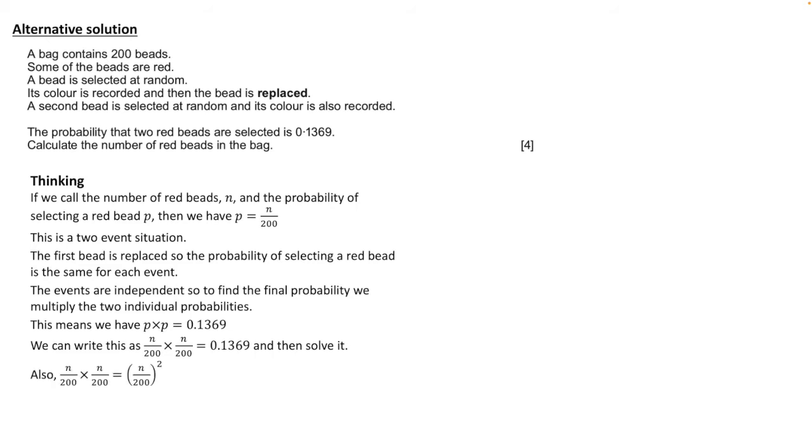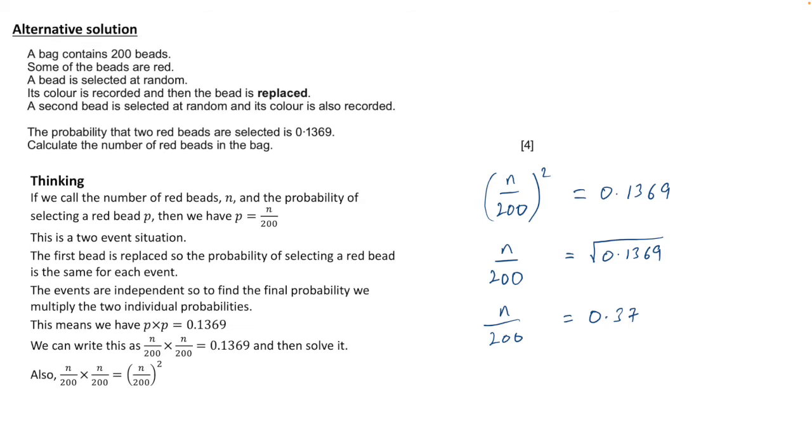And we also note that we can write n over 200 times n over 200 as (n over 200) squared, because it's something multiplied by itself. So we get (n over 200) squared is equal to 0.1369. Again, we have to square root, so we just get n over 200, which therefore equals 0.37, and now we multiply both sides by 200, which gives n is 200 times 0.37, because the 200 that was dividing into n has been cancelled out by multiplying by 200, and that means that n is 74, which of course is the same as what we got before, which it must be.